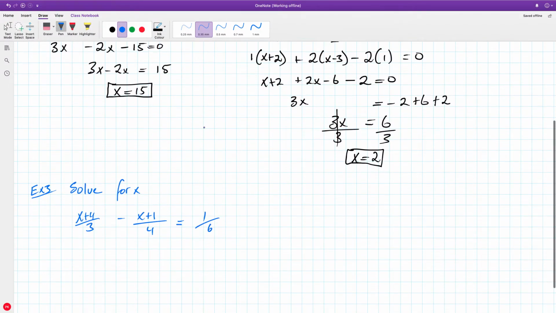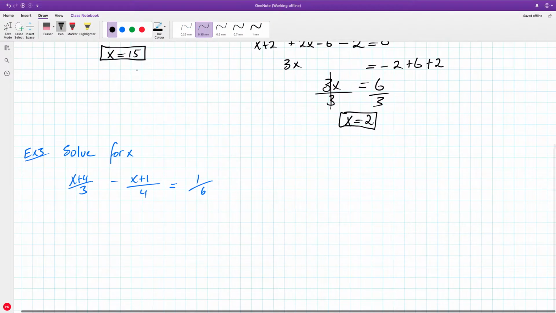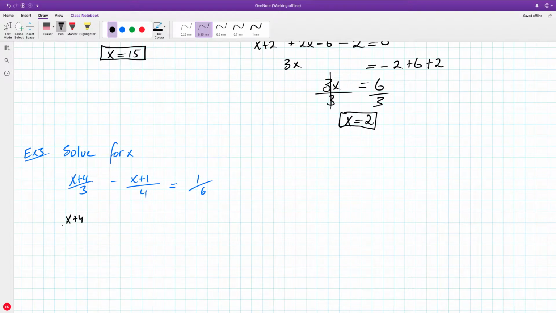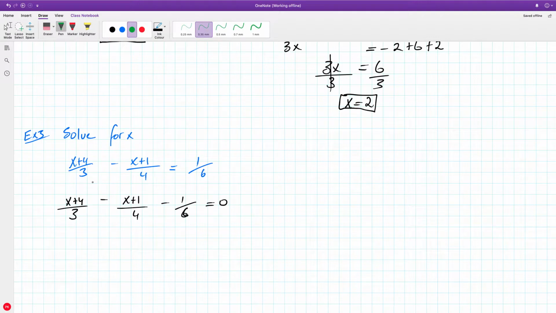Right, let's look at it so then. Let's bring everything to one side. x plus 4 over 3 minus x plus 1 over 4 minus 1 over 6 is equal to 0. Then multiply across by the lowest common multiple. What's the lowest common multiple, Julian? 12. So multiply this by 12, this by 12, and this by 12.